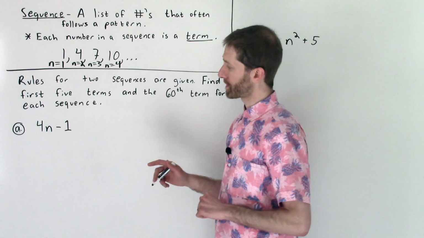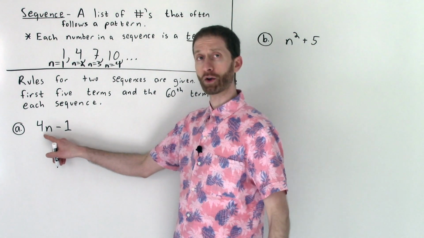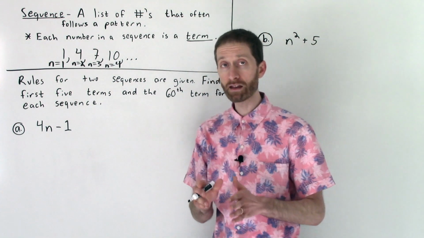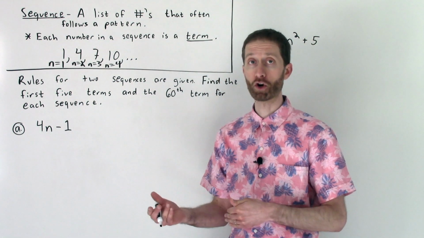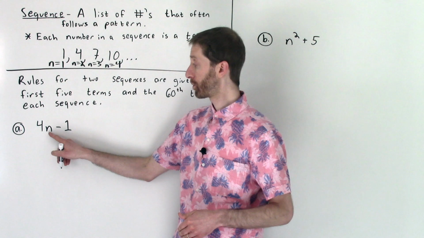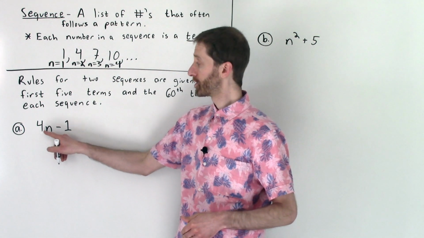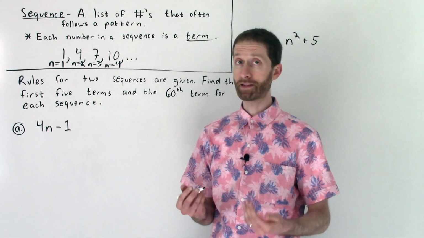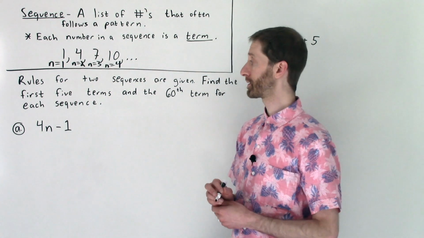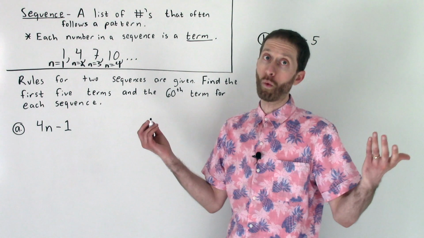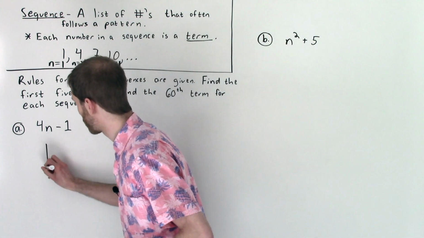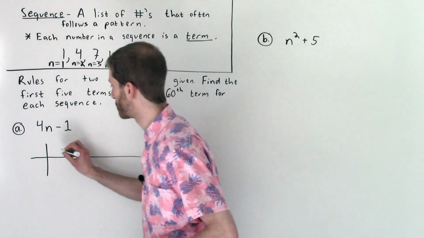So what this tells us is the sequence follows the pattern that we're going to multiply the number of the term, right? n, again, is the number term. So if we have the first term, we'd plug in 1 for n. So we're going to multiply 4 times the number of the term and then subtract 1. That's the pattern. A lot of people like to set this up in a table, so why not do it that way? I'm going to set it up in a horizontal table here. Some people do vertical tables, so I'll show you both.